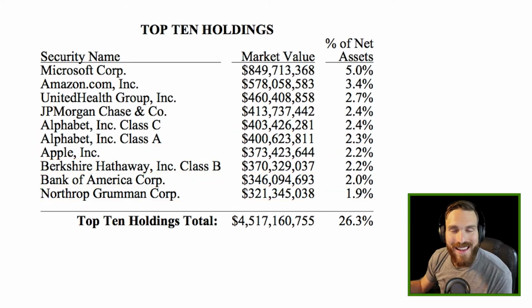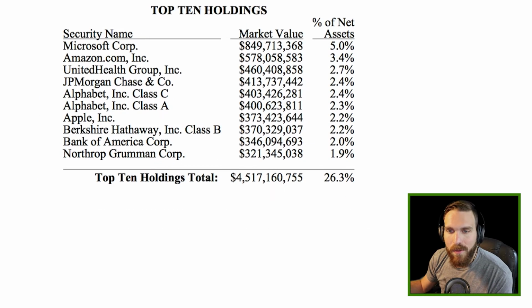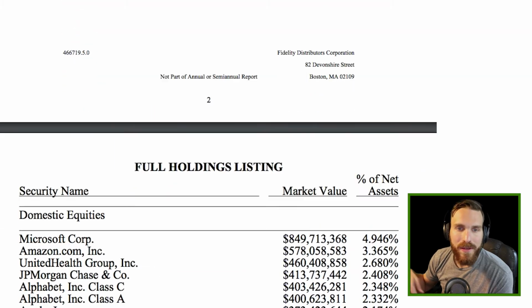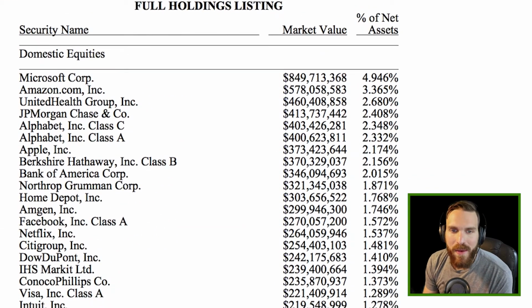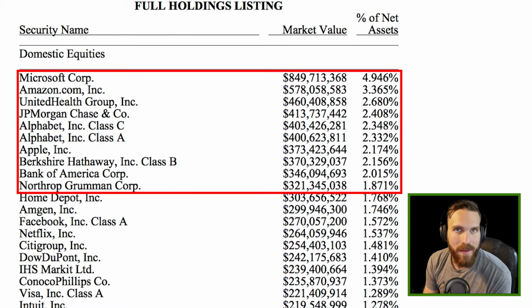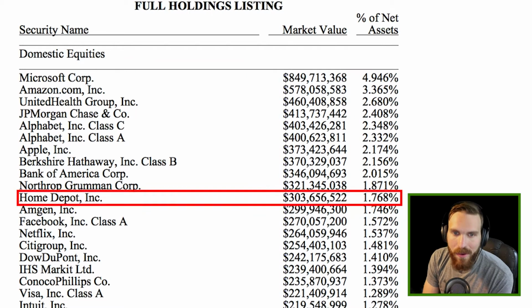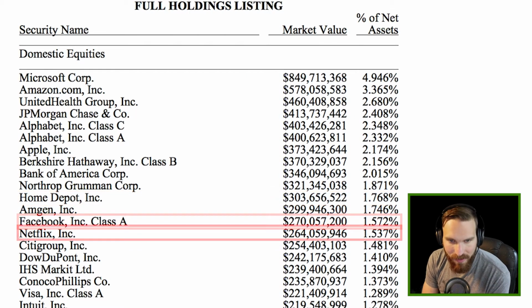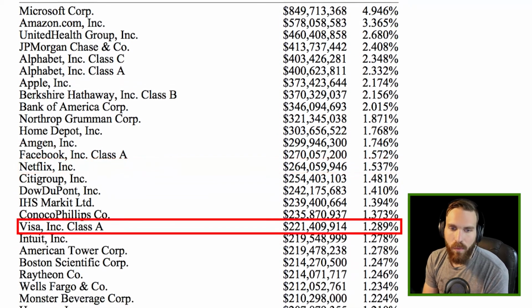Now, this list is not the end of it. Almost every mutual fund will tell you its top 10 holdings. But the great thing about this information in this document here is that it goes further than this. And actually, we can see everything this mutual fund was investing in as of April 30th of this year. So if we scroll down a little bit further, then we'll see our full holdings list. And we'll see a little bit of a repeat. The first 10 things that are listed are obviously the top 10 holdings. But once you go down from there, we'll see Home Depot, Facebook, Netflix, Visa, Wells Fargo.